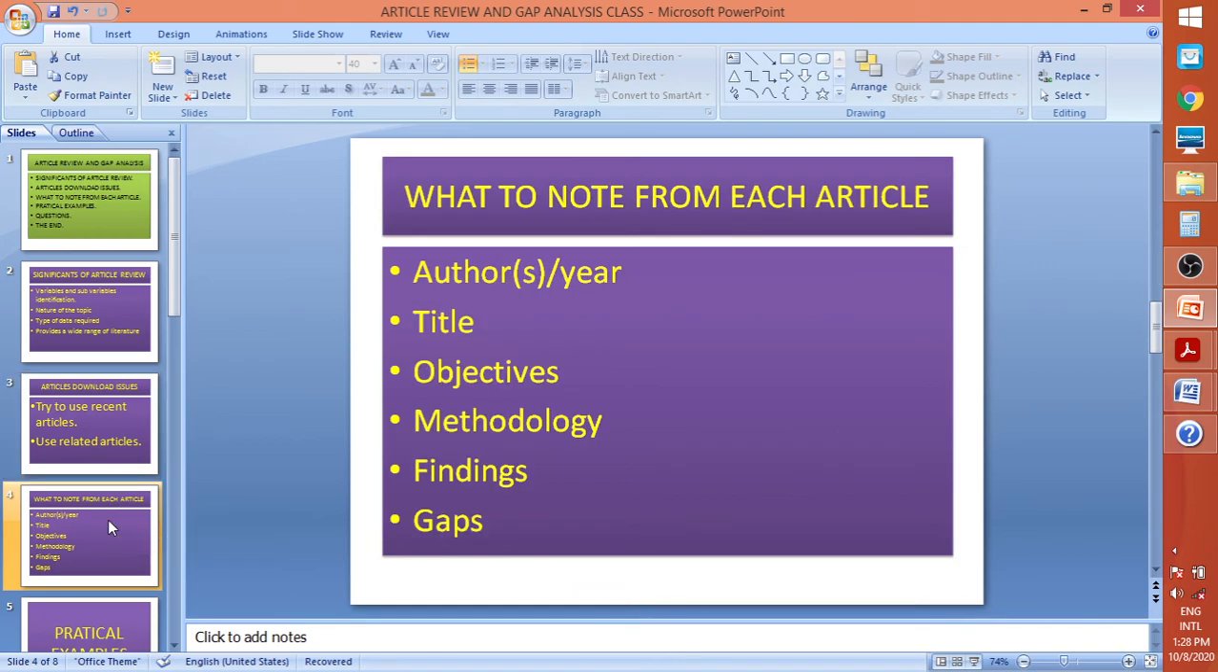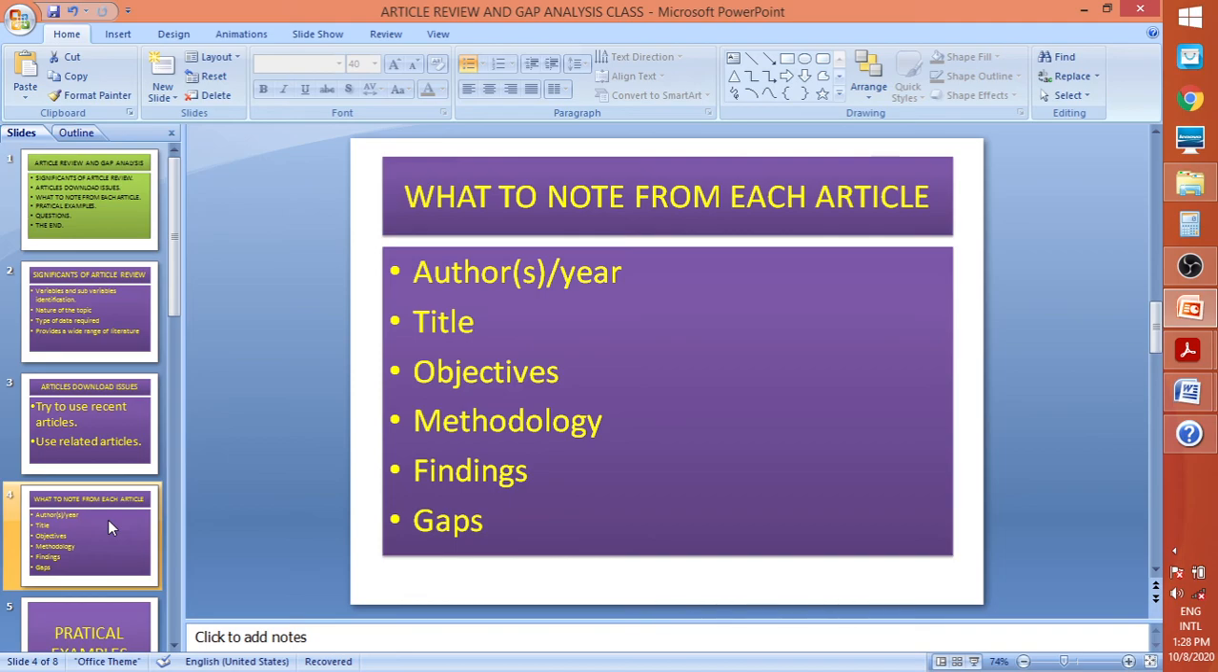The next thing we'll be looking at is what to note from each article, what you are to look out for in each article. First is the author's name and the year. The title of the article follows. Next is the objective or methodology, findings, and finally the gap. So these are things which we'll look out for when we say we are doing an article review.